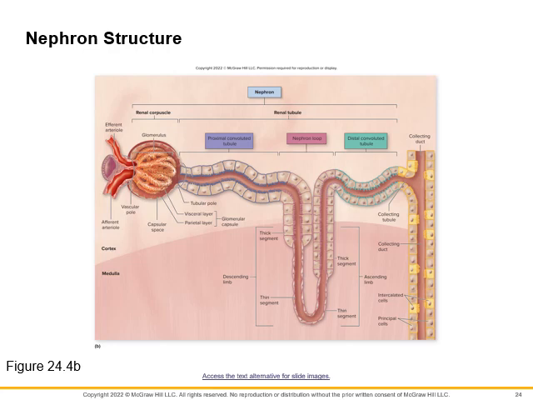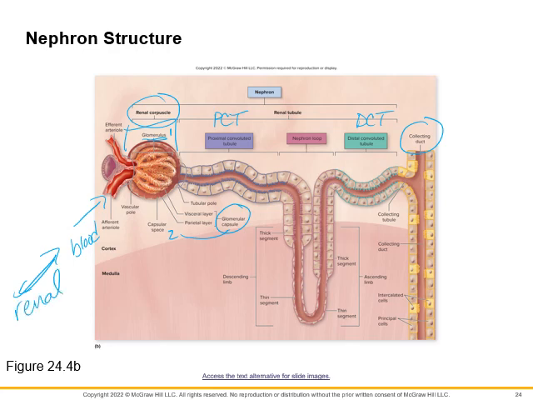Here's the same structure that we saw earlier. Renal corpuscle composed of the glomerulus and the glomerular capsule. Then we have the proximal convoluted tubule, the nephron loop, and the distal convoluted tubule dumping into the collecting duct. So again, the afferent is delivering blood. Where did this blood come from? It came from the renal artery. We'll see the blood flow in just a second.